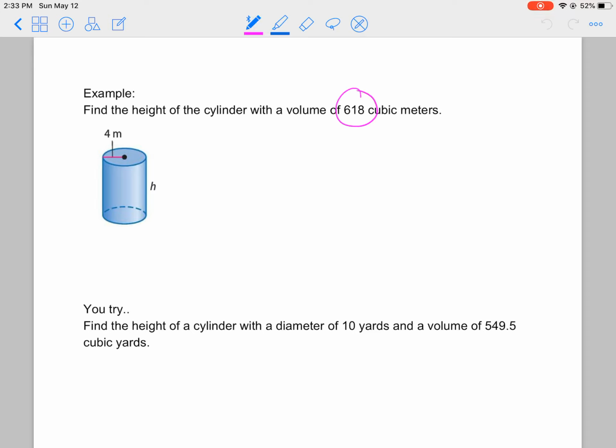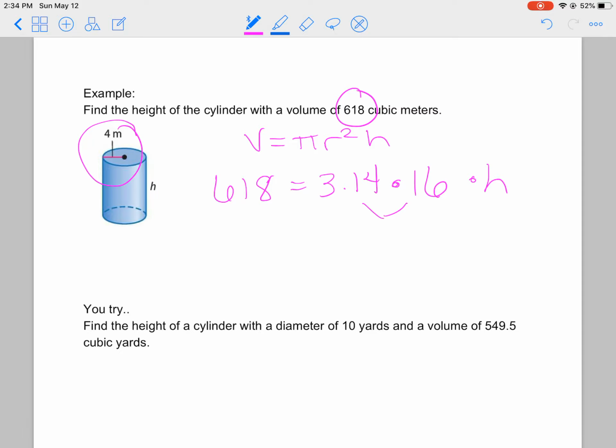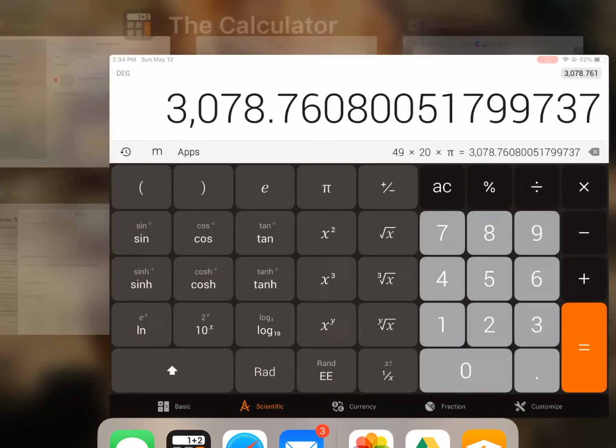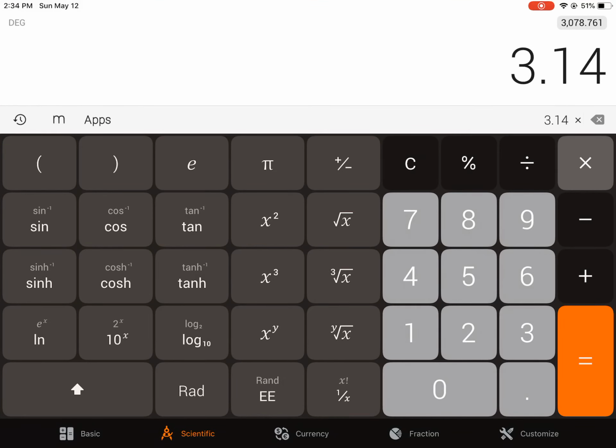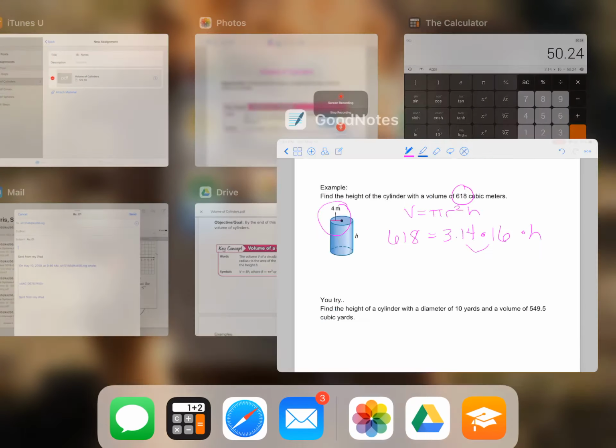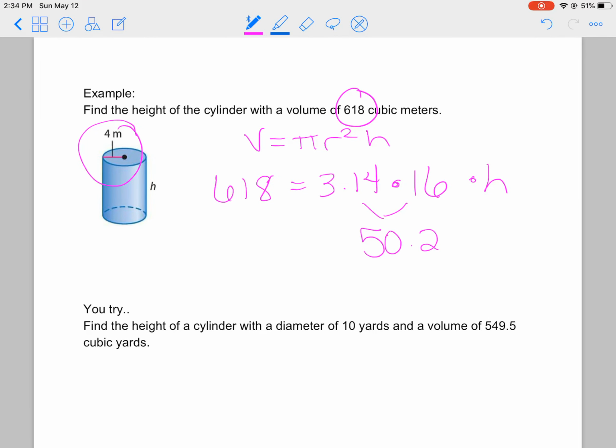Okay, let's go on to a final example. Sometimes you'll be given the volume but be missing one of the dimensions. All you have to do here is set up an algebraic equation, put your formula in, and then fill in the pieces. So 618 is our volume. Okay, we know 3.14 is our pi. Radius is right here. Radius squared would be 16 times h. Go ahead and simplify as best you can. So 3.14 times 16 is 50.24. So 50.24h is equal to 618.